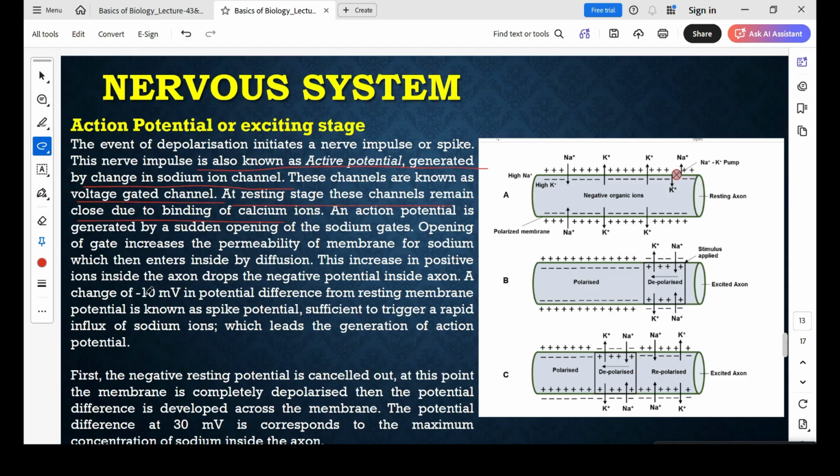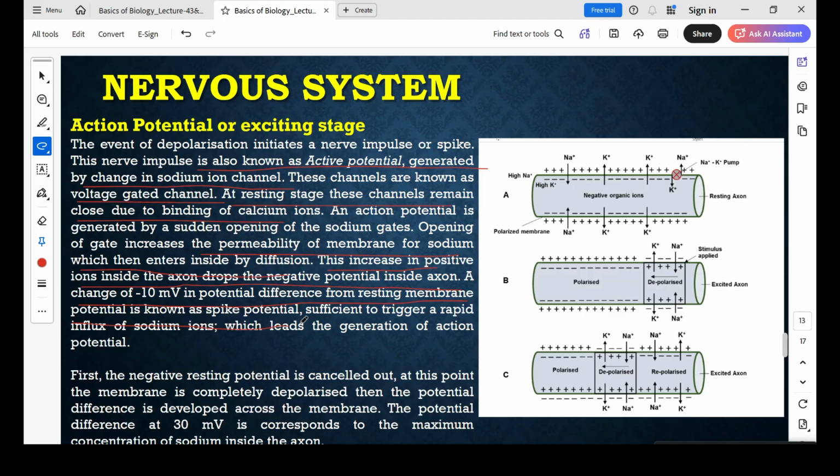When there is an action potential, by sudden opening of sodium gates, the permeability of the membrane changes. The permeability of the membrane for sodium increases, because of which it enters inside by diffusion. This increase in positive ions inside the axon drops the negative potential inside the axon, and there is a change of minus 10 millivolts in the potential difference from the resting membrane potential, known as the spike potential.